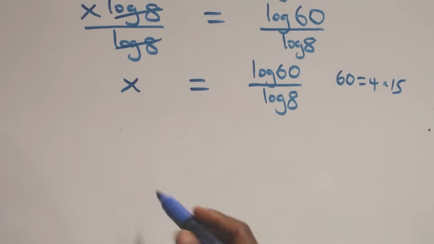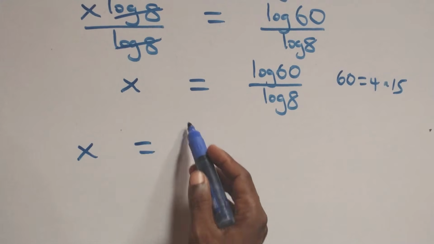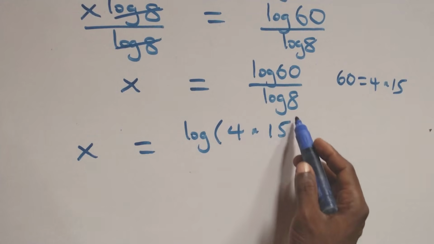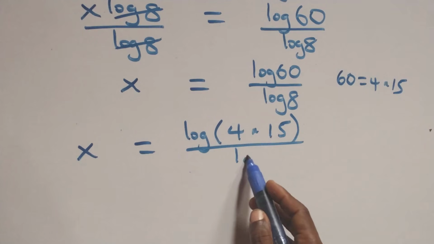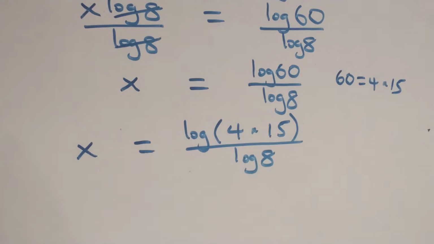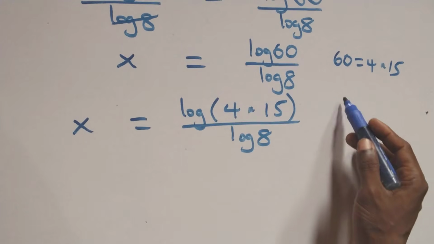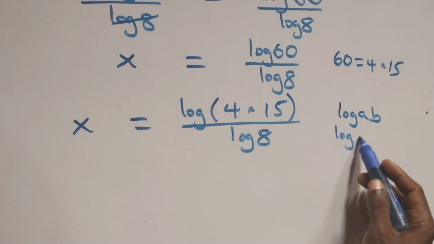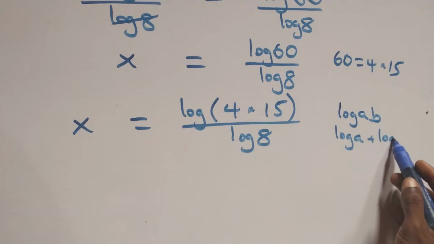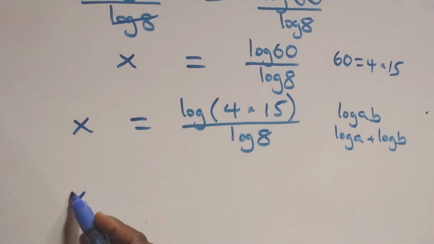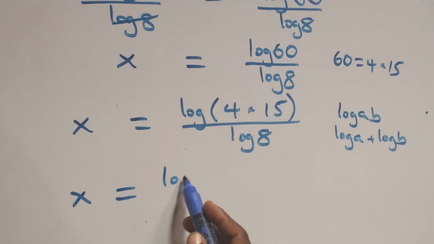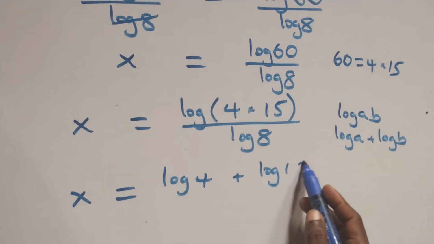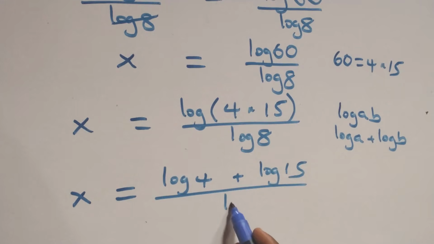Then next step here, 60 can be expressed as 4 times 15. That is, what we have here becomes x equals log 4 times 15 over log 8. Then, next step here, this follows the logarithm law. When we have log a times b, it is the same thing as log a plus log b. Here we have x equals log 4 plus log 15 over log 8.